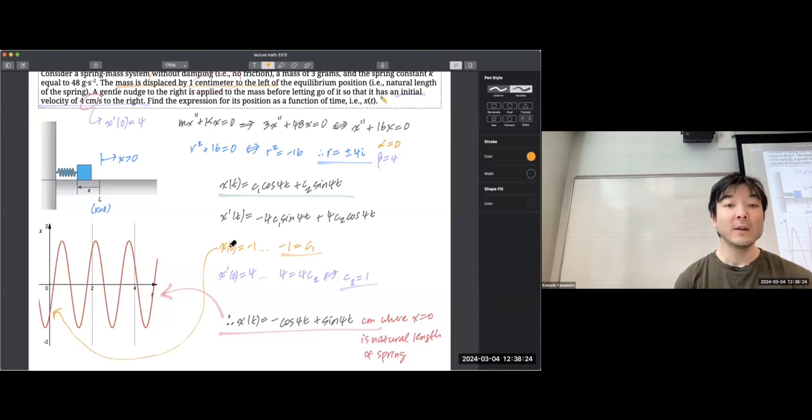You see how it does indeed show you that initially this position is at negative 1, which means that it's 1 centimeter to the left of the equilibrium position, which is the natural length of the spring. And if you were to look at the tangent line here, you should see that the tangent line will have a slope of 4 because you want x prime of 0 to equal 4, and that'll be true. You could check that by just taking the derivative of this, but this is just saying that there's a slope that's 4.